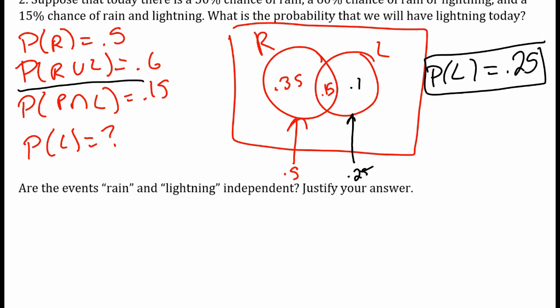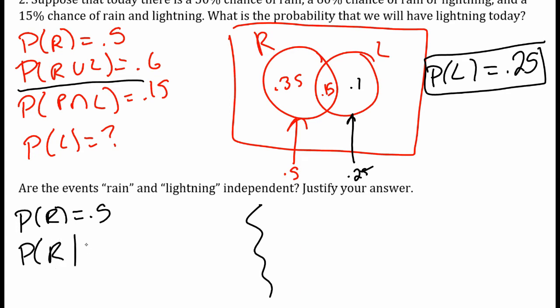Are the events rain and lightning independent? There are two ways to do this. We can look at P of R, which is 0.5. Remember, that probability is still the same, but this time we're going to say given lightning. We're going to say given that it lightninged out. So what's the P of R given L? Well, it's and over given. I know my universe shrunk down to the L circle, 0.25, and I want to know what's the probability of getting R, 0.15. If you compute that, you get 15 over 25 is 0.6.